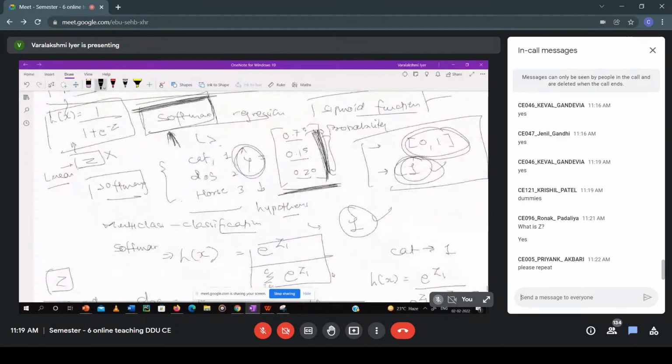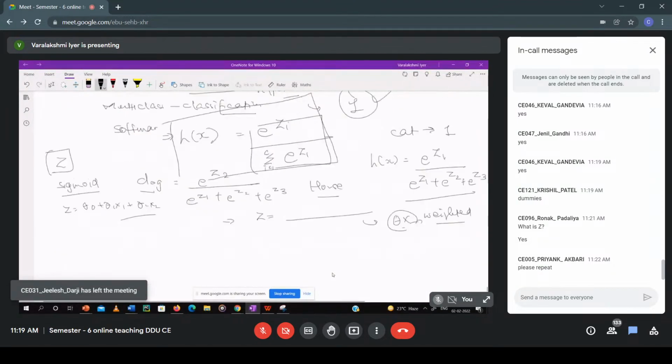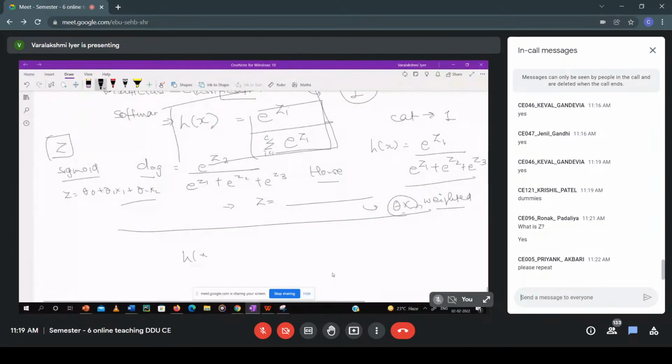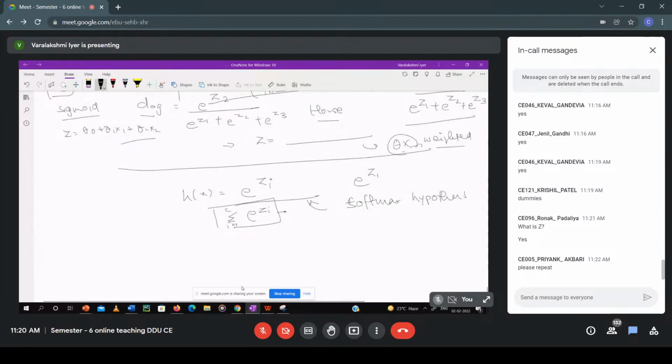What is the softmax function? This is your softmax function in the case of multinomial logistic regression, where h of x will be equal to e raised to zi upon the summation of e raised to zi, i equals 1 to c. For all the classes, you will be calculating e raised to zi, and that value will be your softmax hypothesis. So in the output, previously in the case of binary logistic regression, we were getting only one output, that is h of x is equal to 0.7.